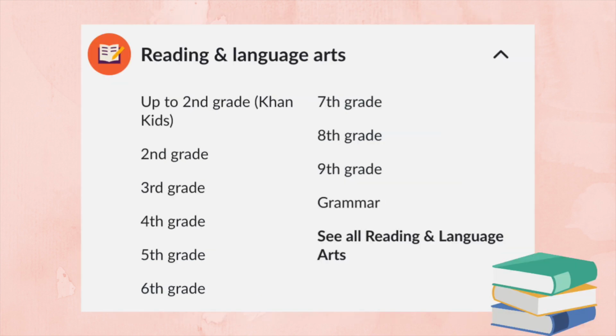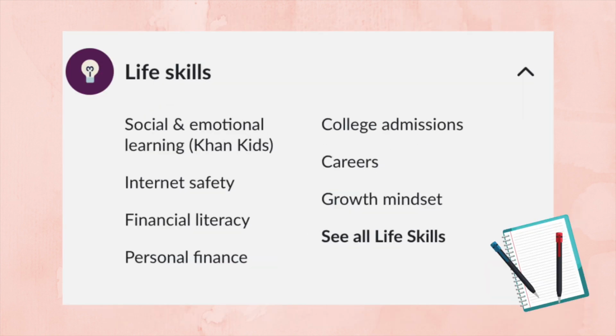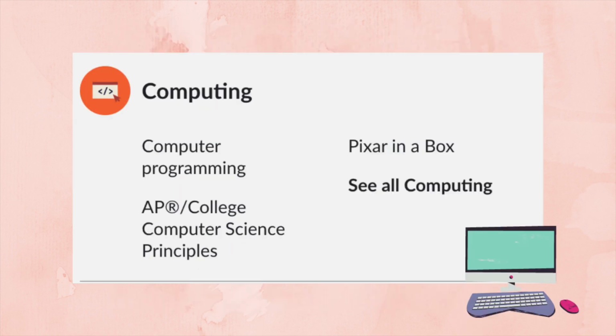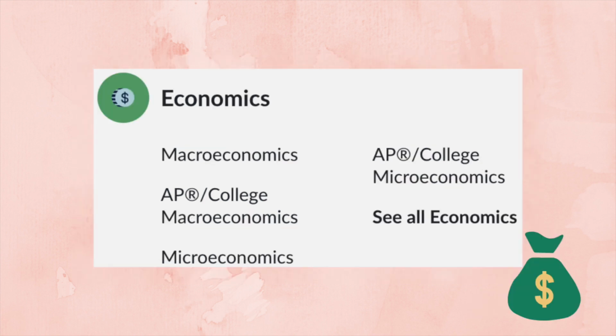Khan Academy also offers reading and language arts, science, life skills such as financial literacy and more, arts and humanities, which includes U.S. government, civics, world history, and beyond, computing, economics, and test prep.